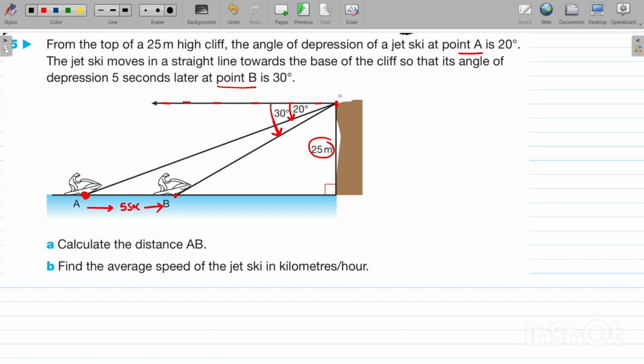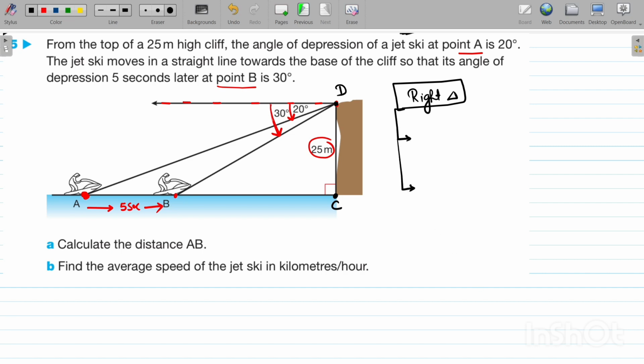So for that, let us name the various points. This is A, this is B. We can assume this as point C. We can assume this as point D. Right? So now if you see very carefully, you have two right angle triangles. In this diagram, we have two right angle triangles. Can anyone tell me the name of those right triangles?